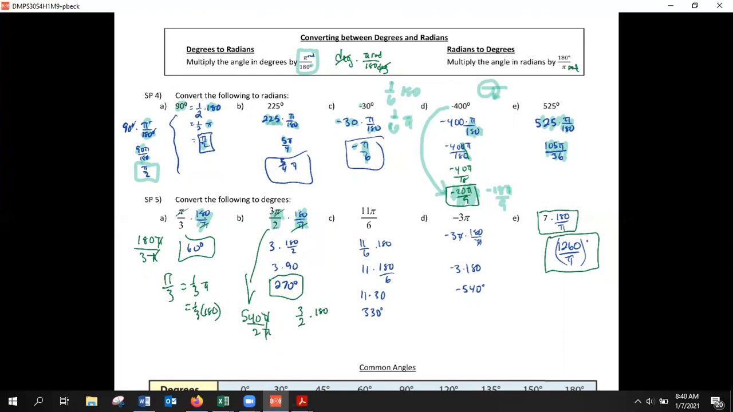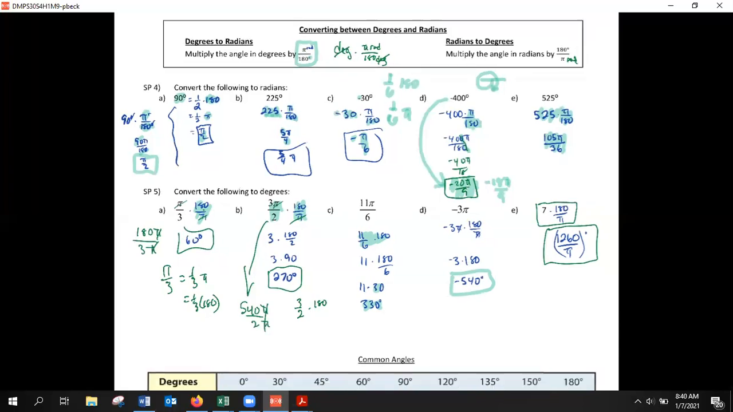That is an additional way of thinking about it. Anyway, get to the others. 11/6 times 180, 180 divided by 6 is 30, so 330. Negative 3 pi times 180 over pi. Pi is reduced, so that would be just negative 540. So two different ways of thinking about it. And there are not just two, there are always multiple ways of thinking about it.